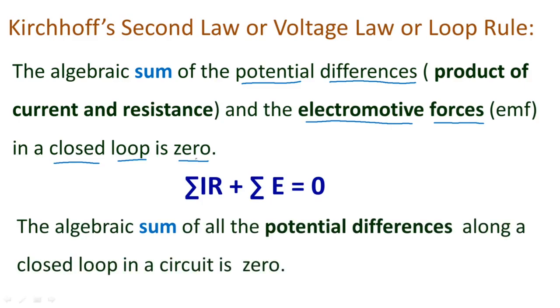Another way we can state the law is: the algebraic sum of all the potential differences along a closed loop in a circuit is 0. The EMF is the energy per unit charge corresponding to the energy supplied by the source. This energy appears in the form of electrical potential difference across the electrical elements or devices in the loop.